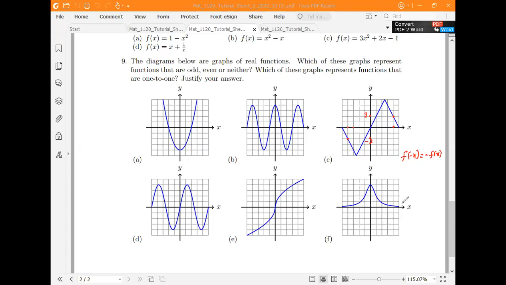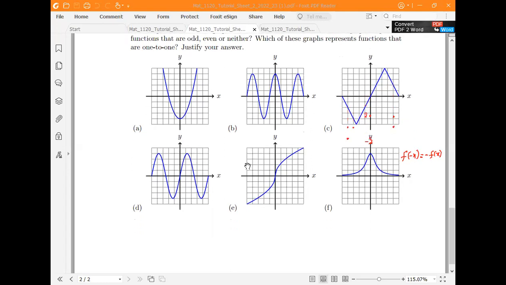Of course, F is even, E is an odd function, and D, how is D? Well, D is neither.